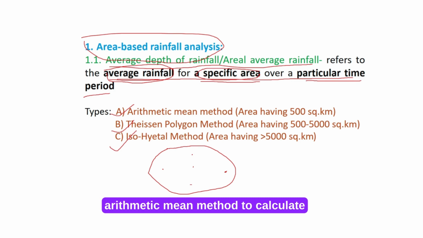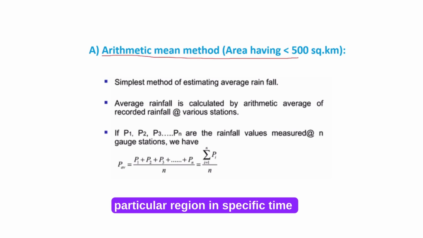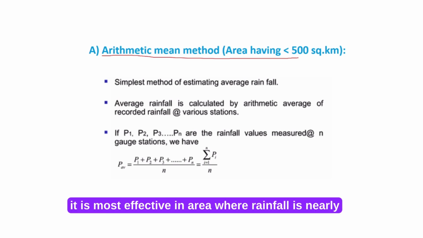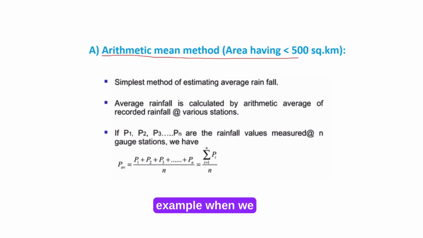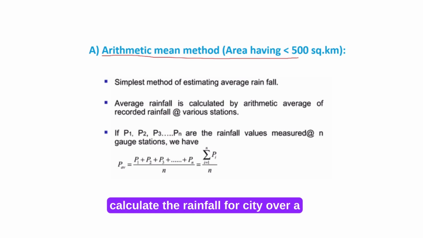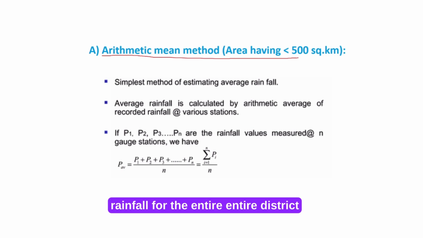So let's discuss the arithmetic mean method to calculate the average rainfall of a particular region in a specific time. This method is generally applicable for area less than 500 square kilometers. It is most effective in areas where rainfall is nearly homogeneous throughout the region, because we know arithmetic mean is influenced by outliers or data variability, which we will discuss later at the end of the slides. For example, when we calculate the rainfall for a city over a specific time period, there will be less variability within the city as compared to the rainfall for an entire district or state. Therefore, this method is more suitable for a smaller region.